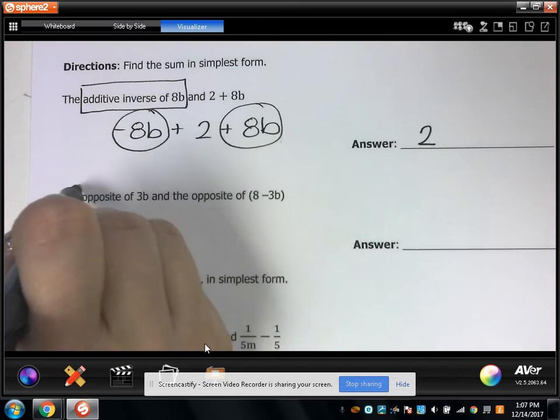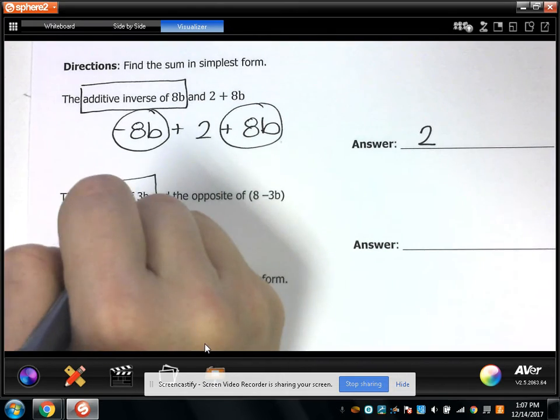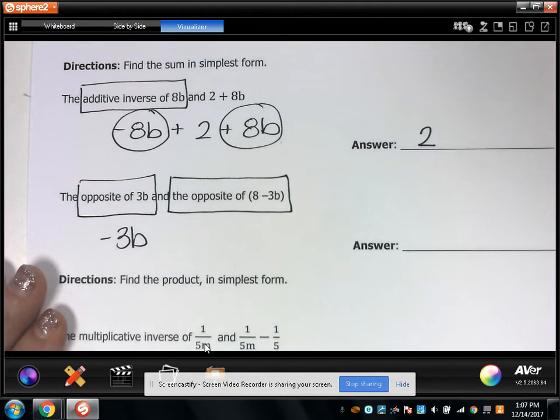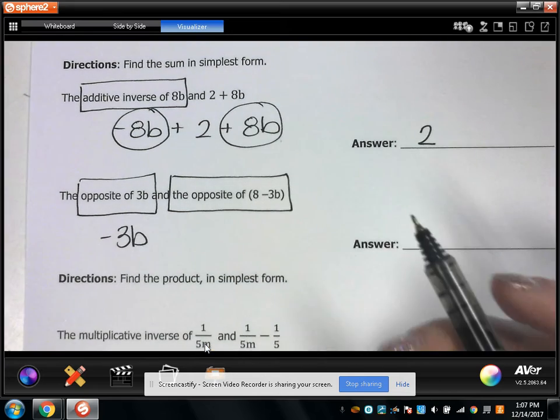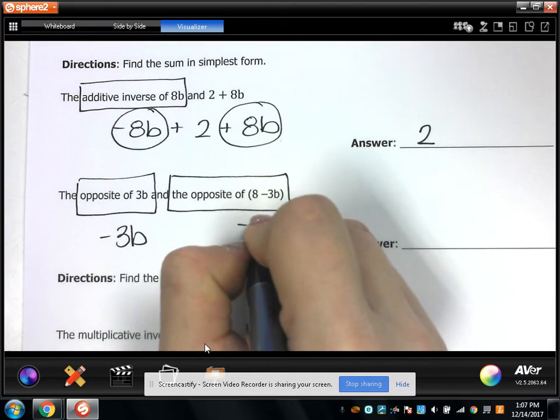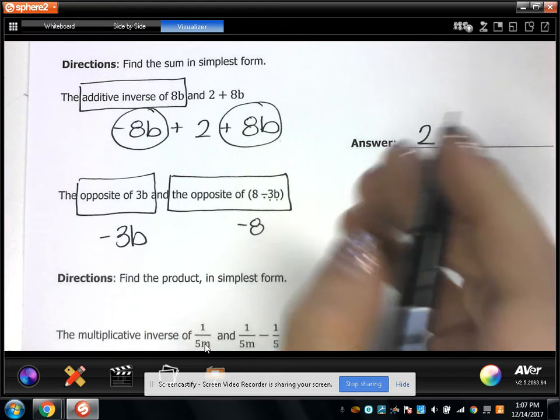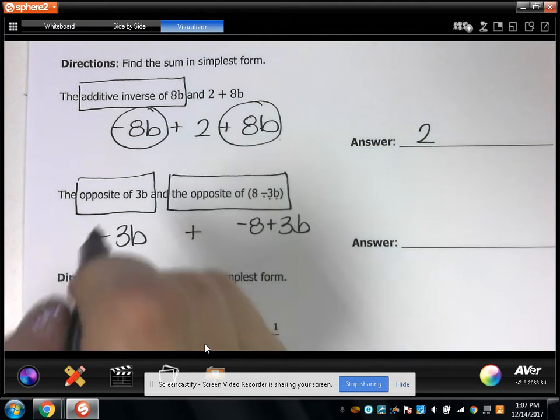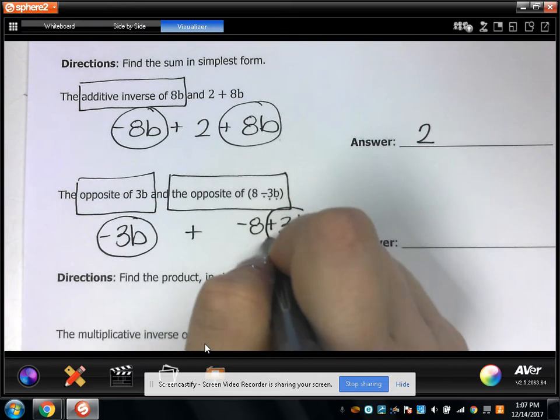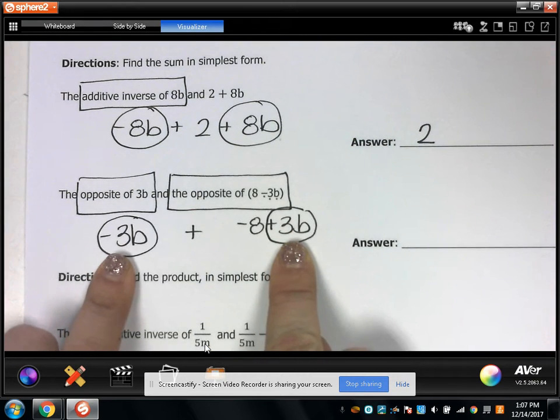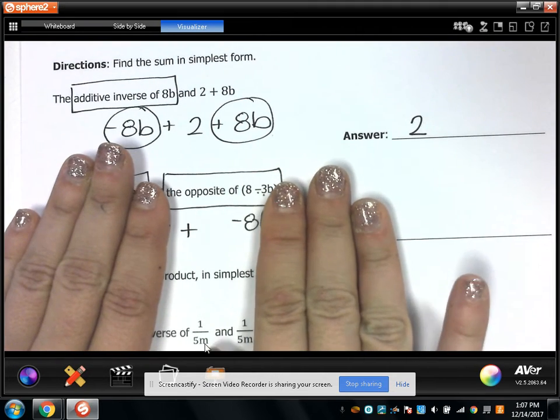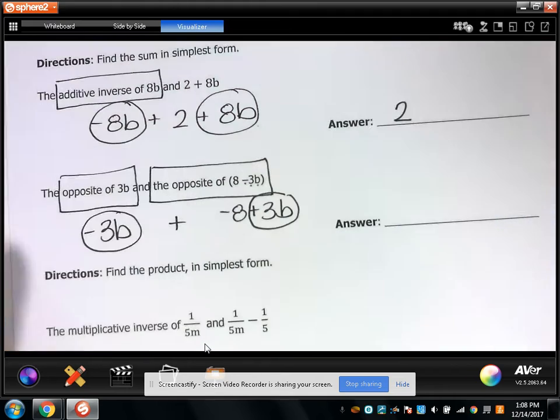Next, the opposite of 8 minus 3b. So let's see. We have to take this a term at a time. The opposite of 8 is negative 8. The opposite of negative 3b is positive 3b. And I'm finding the sum of these two expressions together. So let's see, I have negative 8b and positive 3b. Those are additive inverses, or opposites, so they add up to 0. And I'm left with negative 8.